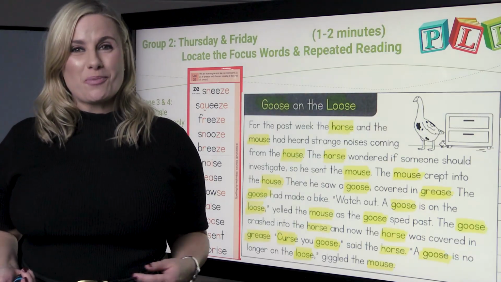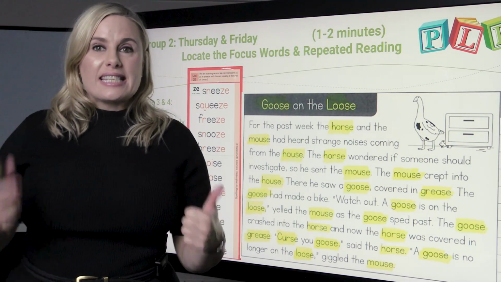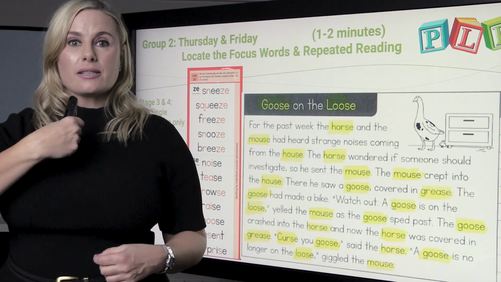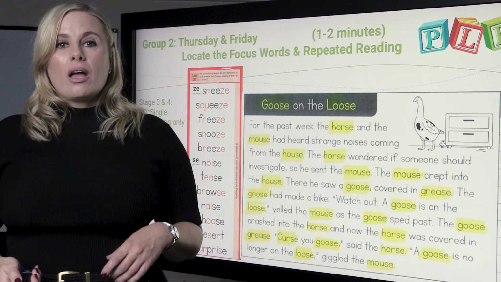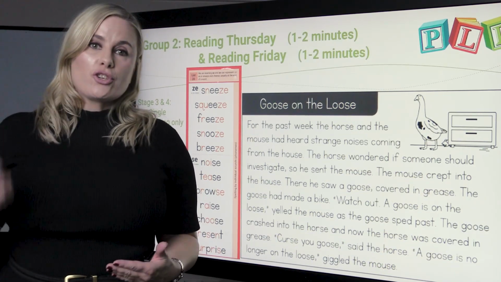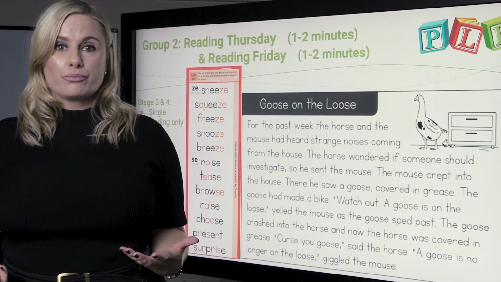I will now demonstrate with Group 2. Group 2, we've been learning that the S and E and Z and E at the end of a word make the digraph sound Z. So we're going to highlight as we read. On a Friday, you may choose to reread that passage for fluency and expression.